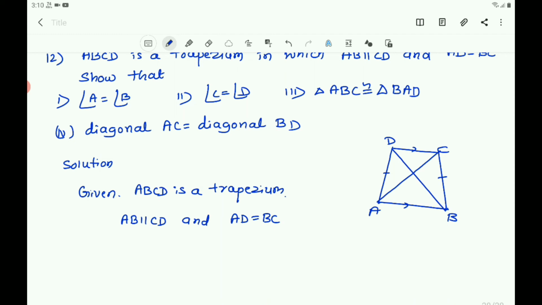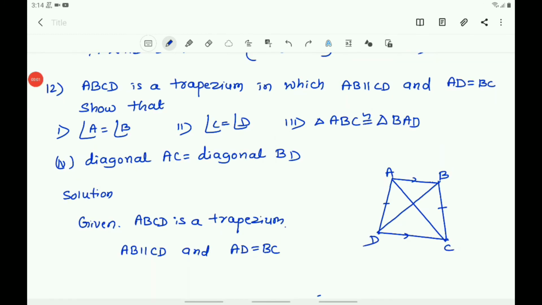And here let us have the construction. The hint is given in the question: extend AB and draw a line through C parallel to DA intersecting AB produced at E. Now let us extend AB and draw a line through C parallel to DA, intersecting AB produced at E. Here AB is extended and the line is drawn through C, parallel to AD, and that line is intersecting AB at E, which is produced.